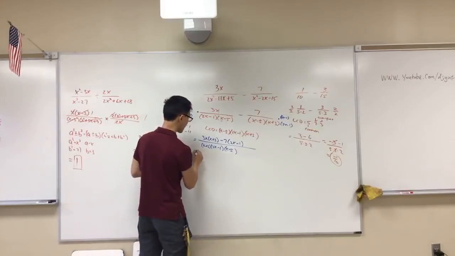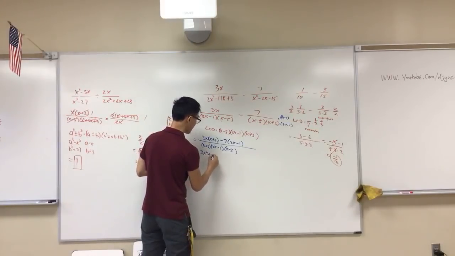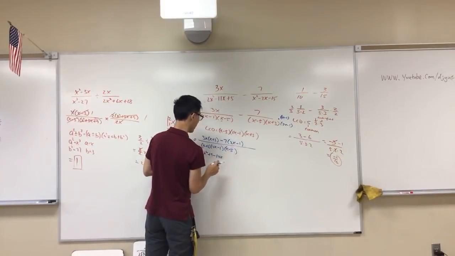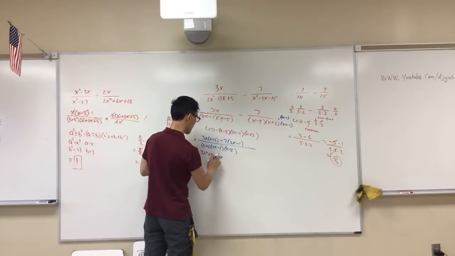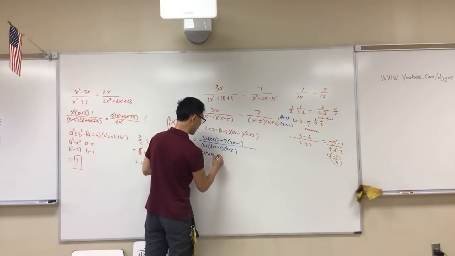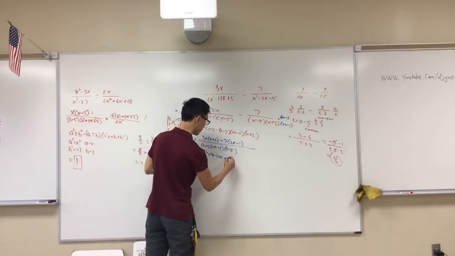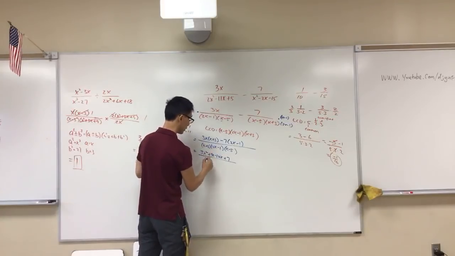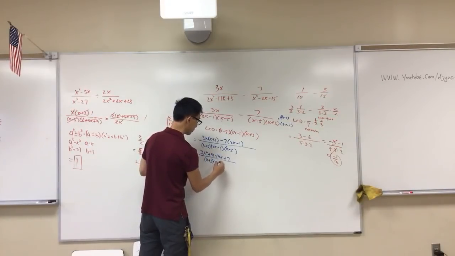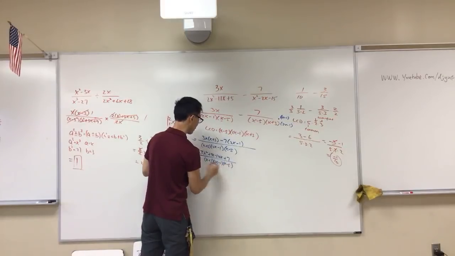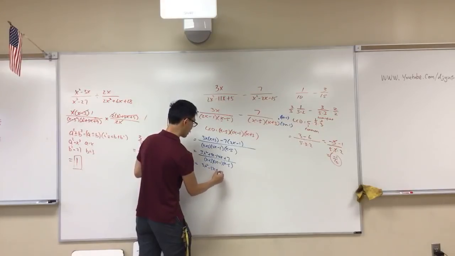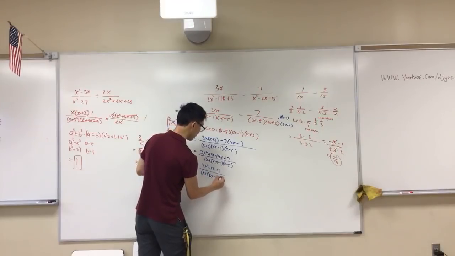So then that's equal to 3x squared plus 9x minus 14x plus 7, right? On the bottom we're going to write down x plus 3, 2x minus 1, times x minus 5. Now I just have to simplify the top, so it'll be 3x squared minus 5x plus 7, all over x plus 3 times 2x minus 1 times x minus 5.